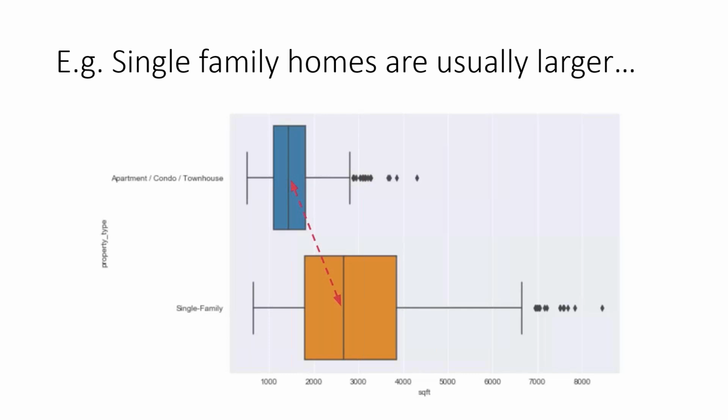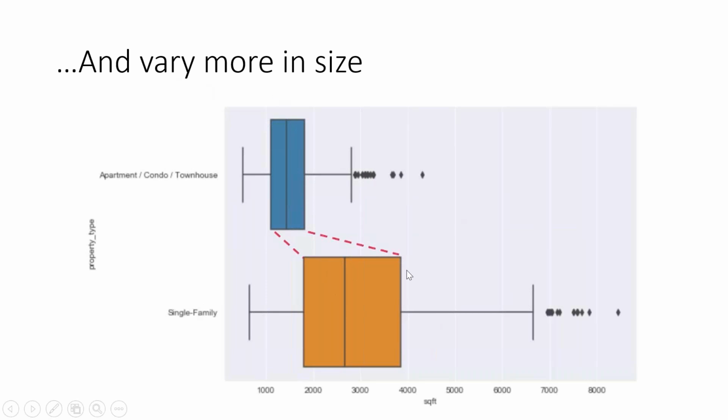Then also variability. An apartment varies from some 1,000 to 2,000 square feet, whereas a single family home, independent homes, vary from 1,750 to almost 4,000 square feet. So the variability, the Q1 to Q3 range, is larger in independent houses. This kind of visualization is very important, and it is making common sense. There is not anything unusual here.